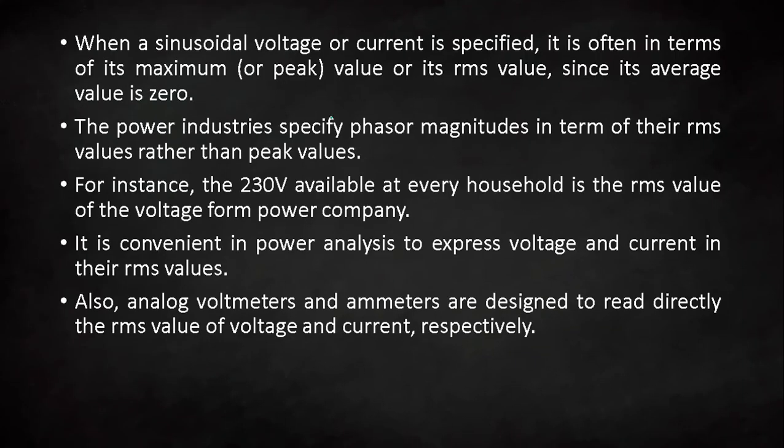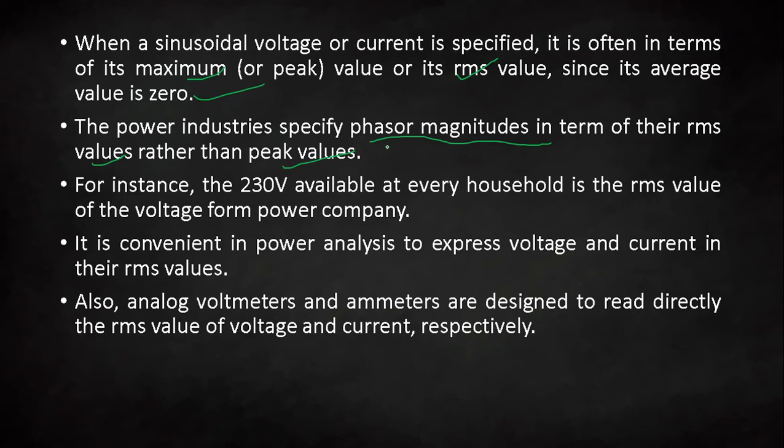Now when a sinusoidal voltage or current is specified, it is often in terms of its maximum value or peak value, or it can be in terms of an RMS value, because the average value of the signal will become 0. So generally we know that the value of sinusoidal voltage and current are specified in terms of either maximum value or RMS value. We never deal with average value or instantaneous value, because our power industry specifies the phasor magnitude also in terms of an RMS value rather than using peak value.